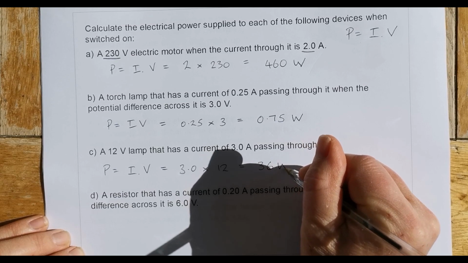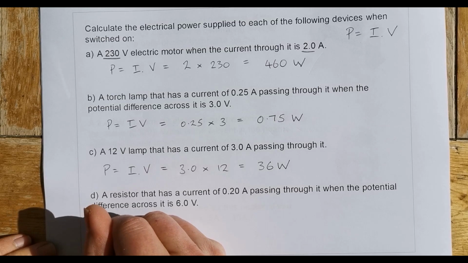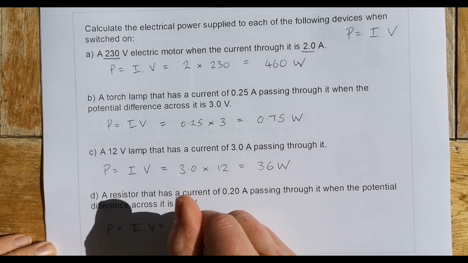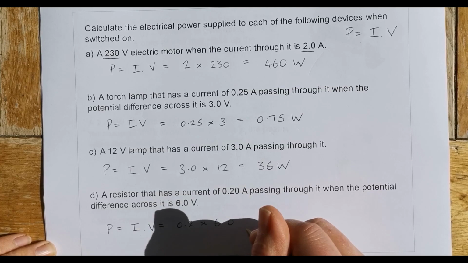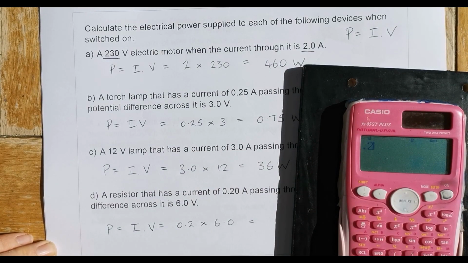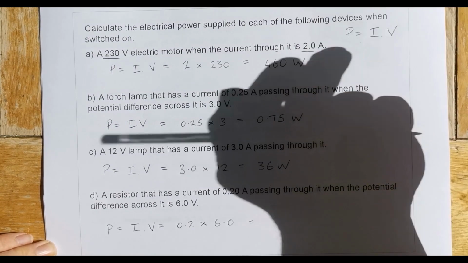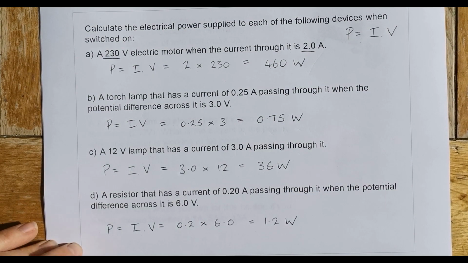36 watts. A resistor that has a current of 0.2 amps passing through it when the potential difference is 6 volts. P equals IV. 0.2 times 6 equals 1.2 watts.